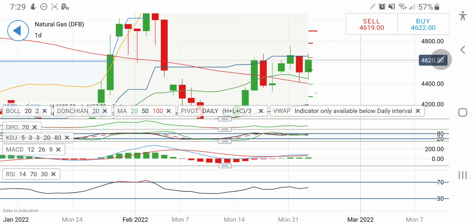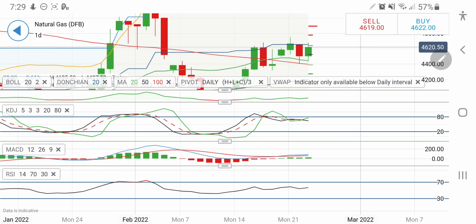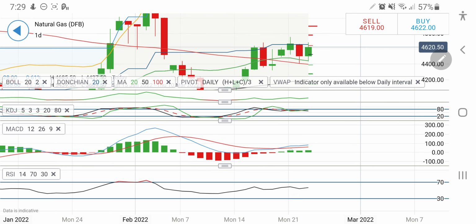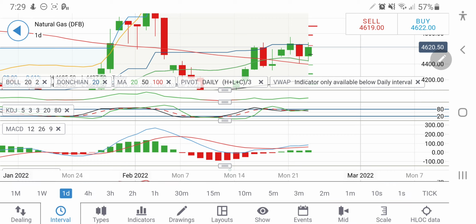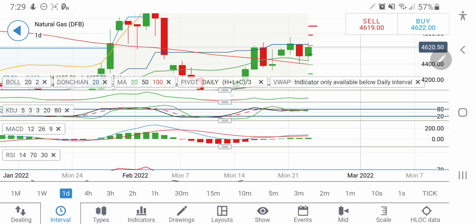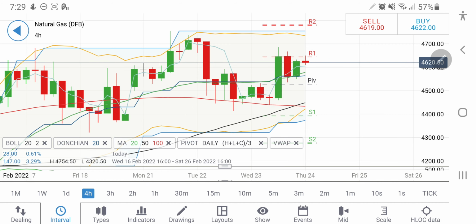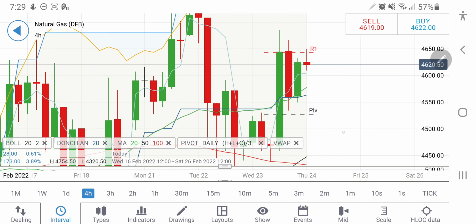On the flip side, the downside, the support is at 4.450 and 4.400 levels. Stochastic is nearly trying to be in overbought position. MACD lines are running parallel, but still on a buy side. Now let's have a look at the 4-hour charts. On the 4-hour charts, you will find that the support is at around 4.550 levels and 4.570 levels. So also look at the 4-hour charts.